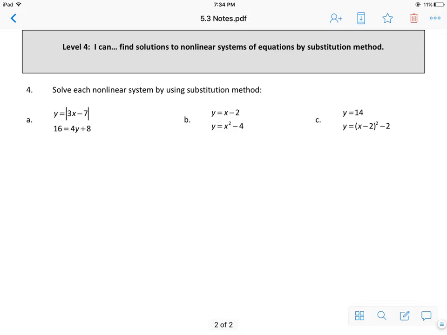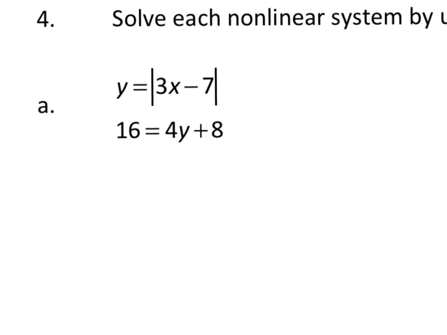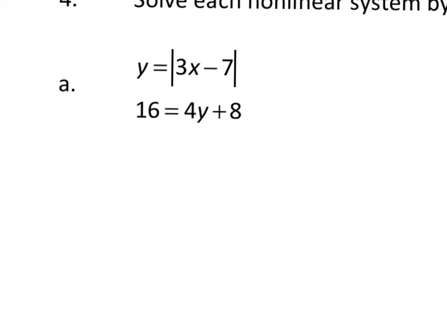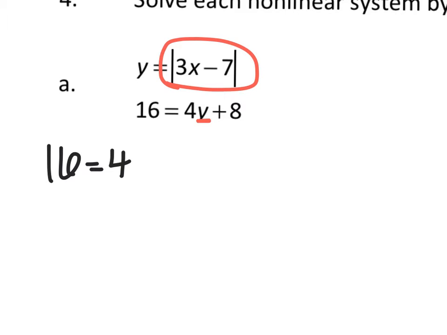So looking at letter A, what we have here is y equals the absolute value of 3x minus 7. So we're going to use that same concept of substitution that we used in 5.2. Since y equals the absolute value of 3x minus 7, we're going to replace that with the y down there. So that looks like 16 minus 4 equals 4 times the absolute value of 3x minus 7 plus 8.